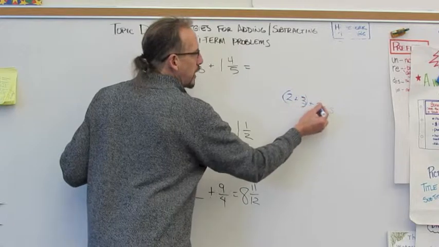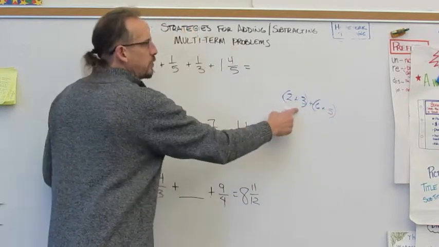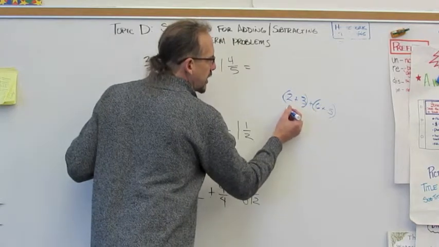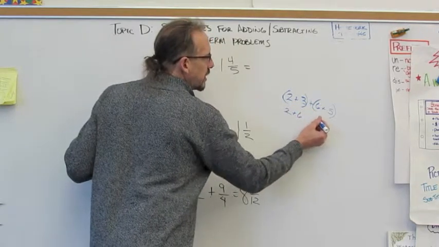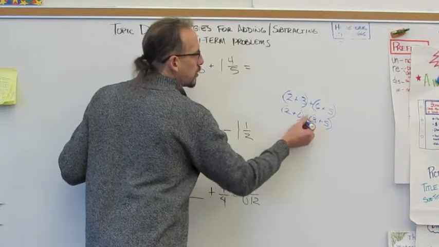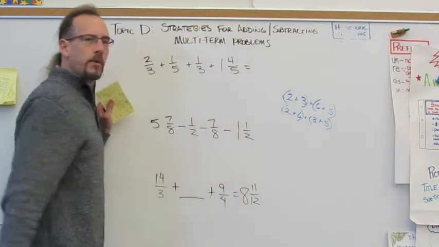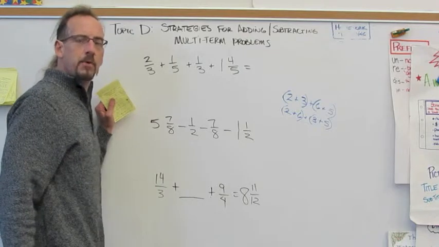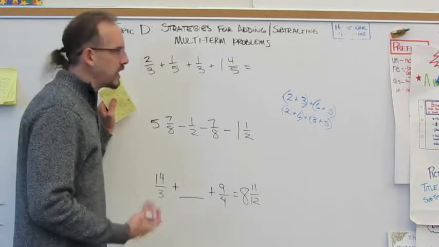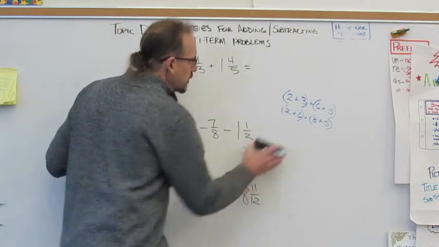so I could organize it like this, 2 plus 3 plus 6 plus 5, or I could rearrange things and do 2 plus 6. I can move the parentheses around. I can move things around so that I can add things that might be easier for me to do, and I'll still get the same answer.